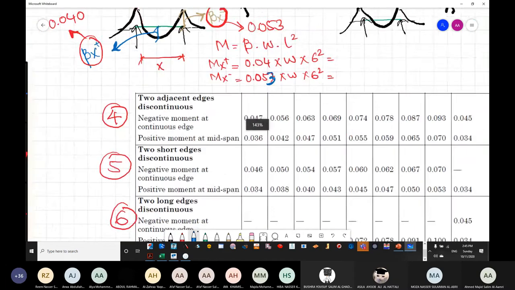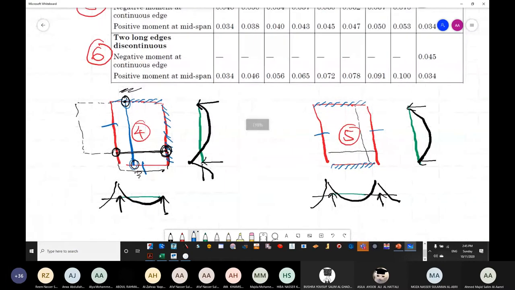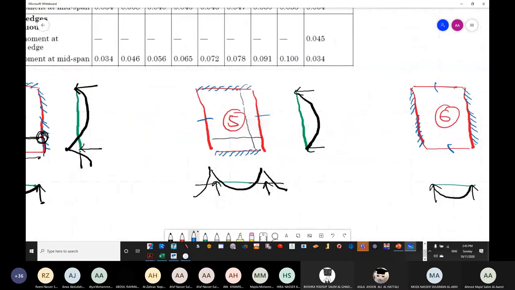Now going for the other case, let us take another case which is a little bit different. I'll take case number five. I'm trying to take cases where they are different. Now for case number five, how many values of moment are there? This is Y, right? This is X. It means that this is X positive, and this one is X negative.